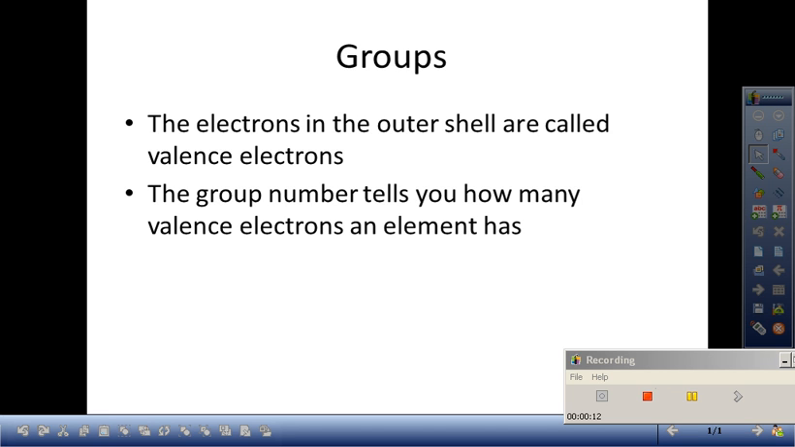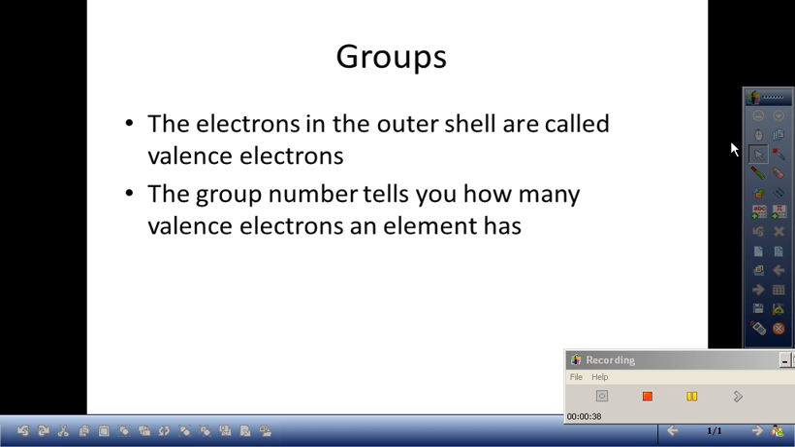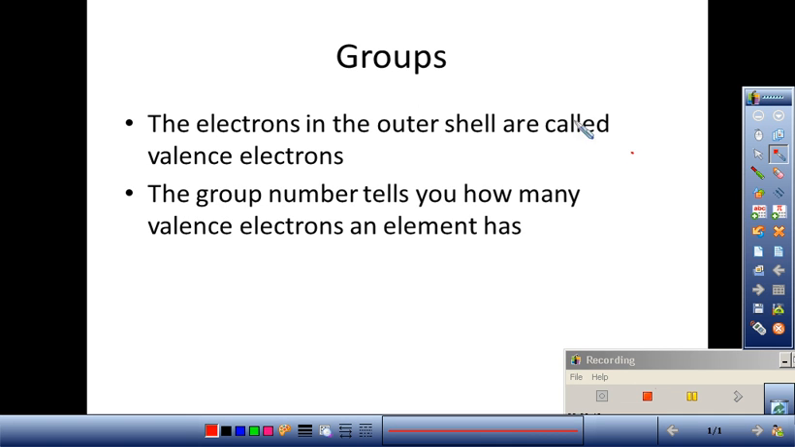Alright, so we see here that our electrons in the top shell are called the valence electrons. Alright? So the valence electrons in the outermost shell, those are the ones we care about. Those are the only ones that are generally going to interact. So to figure out how many valence electrons there are, we're just going to look at the group number.